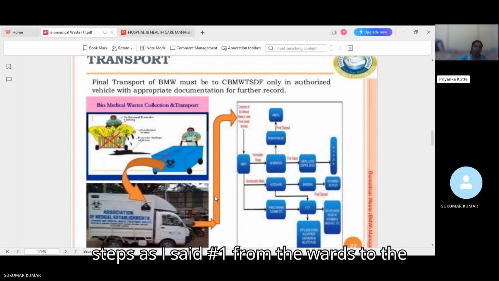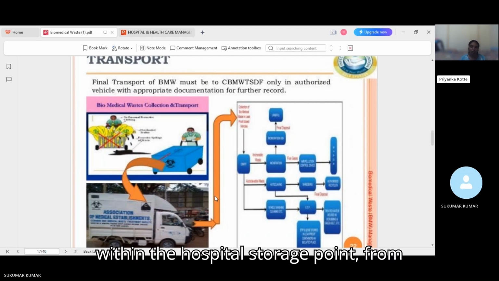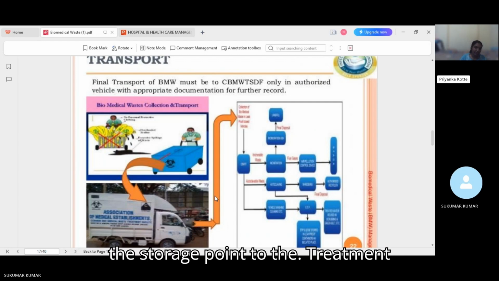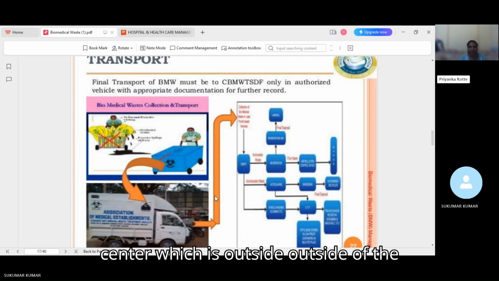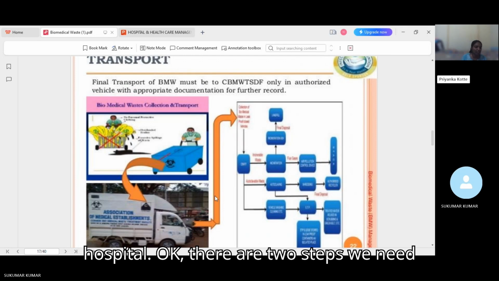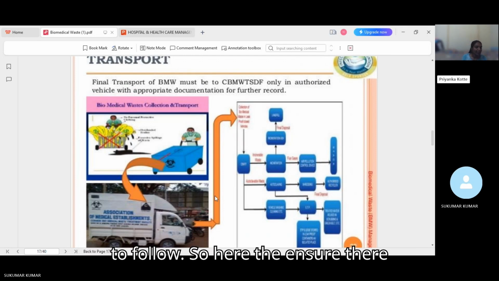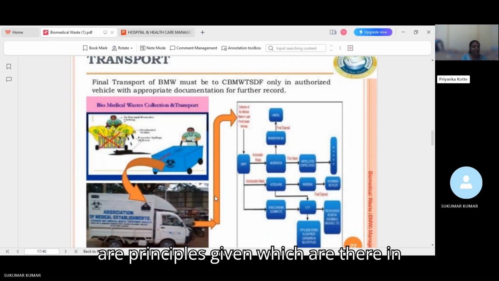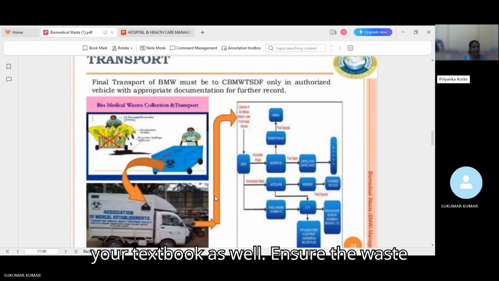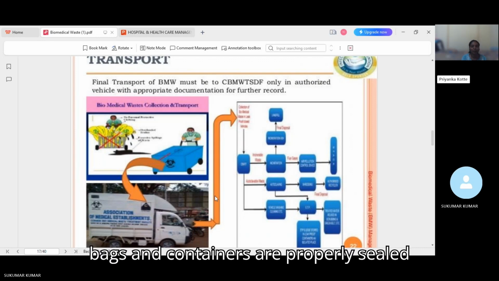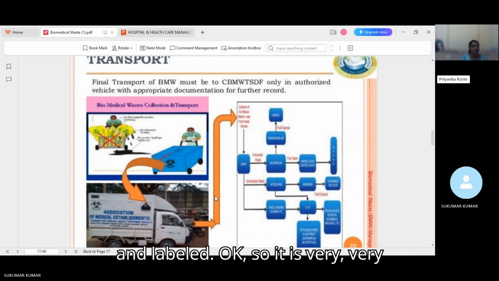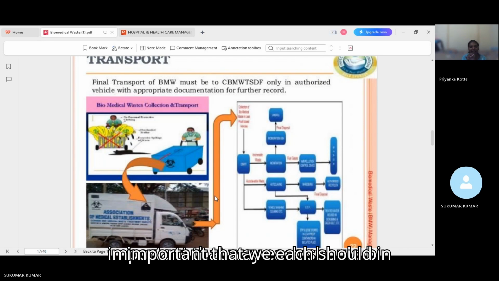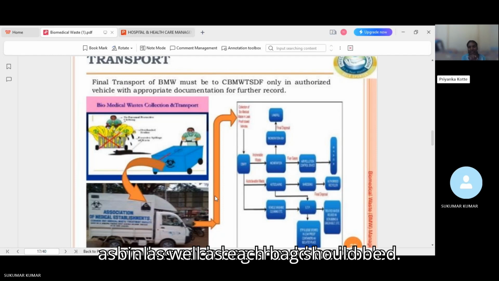Number 1, from the wards to the storage point within the hospital. Number 2, from the storage point to the treatment center, which is outside of the hospital. Okay, there are 2 steps we need to follow. Here there are principles given, which are there in your textbook as well. Ensure the waste bags and containers are properly sealed and labeled. It is very, very important that each bin as well as each bag is labeled.